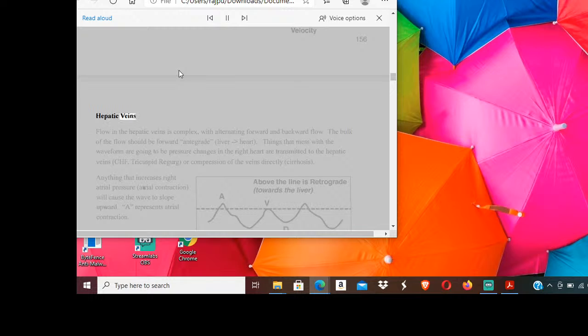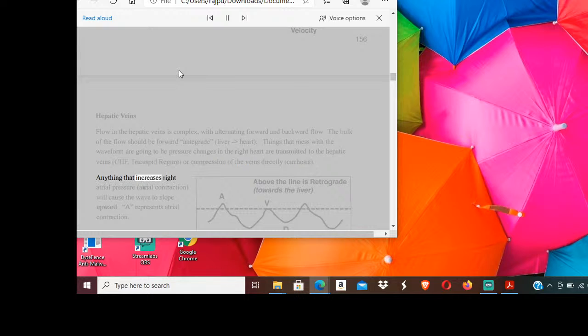Hepatic veins. Flow in the hepatic veins is complex, with alternating forward and backward flow. The bulk of the flow should be forward, antegrade, liver to heart. Things that mess with the waveform are pressure changes in the right heart, which are transmitted to the hepatic veins, such as CHF and tricuspid regurg, or compression of the veins directly, such as cirrhosis.